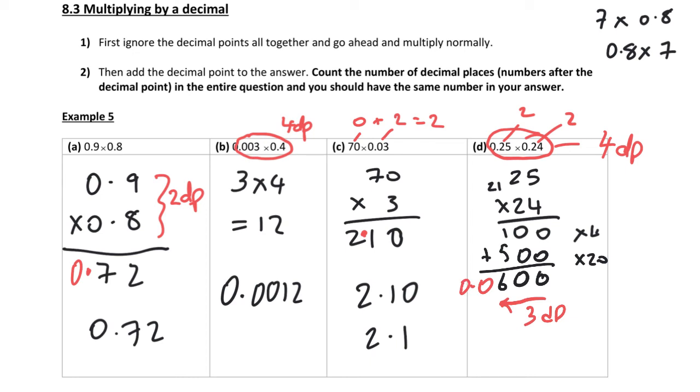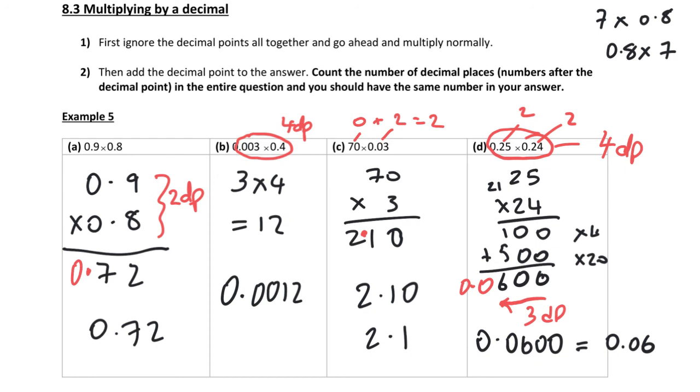So the answer then is going to be 0.0600. So we've got our 4 decimal places there. But really we could just write that as 0.06 because the 2 zeros don't really change its value whenever we go to write our answer line. But we need the 2 zeros then to make up our 4 decimal places.